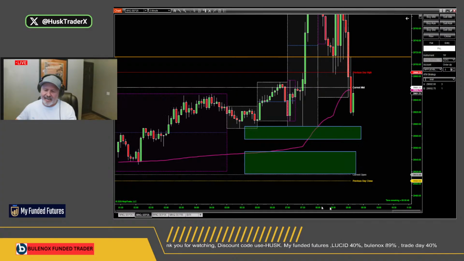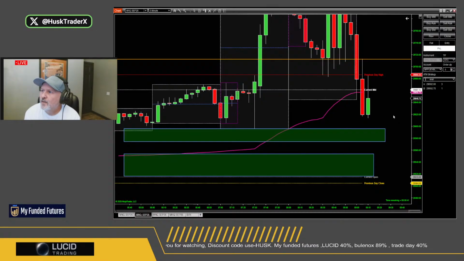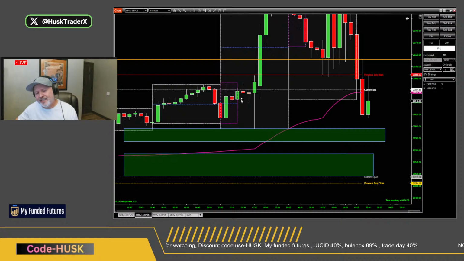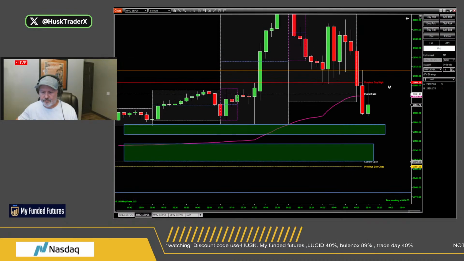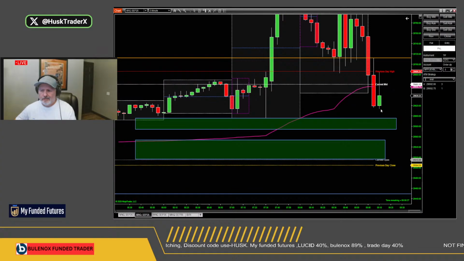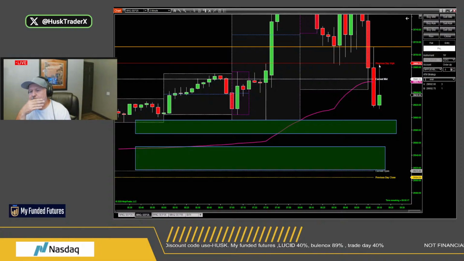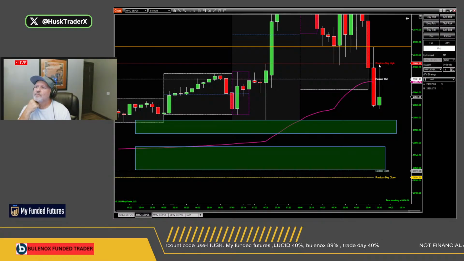Back to the previous day high, man. Nice. What's up, Edpin? The smaller purple boxes are your 15-minute candles. This even offered another good short off the previous day high, guys.